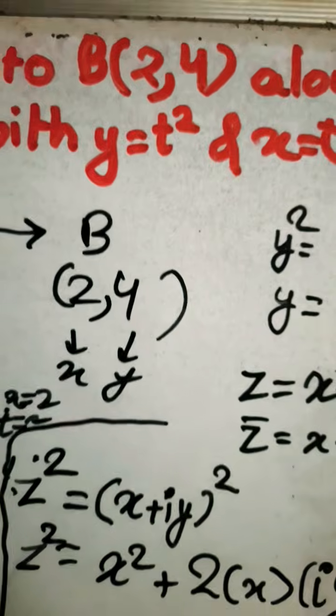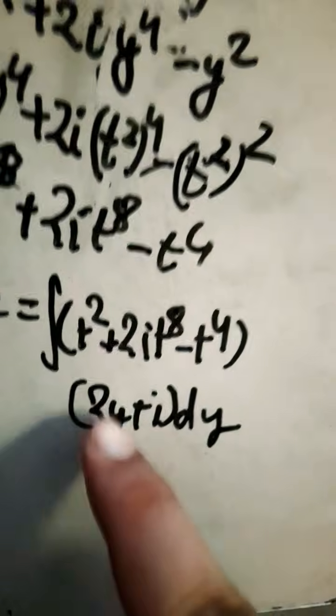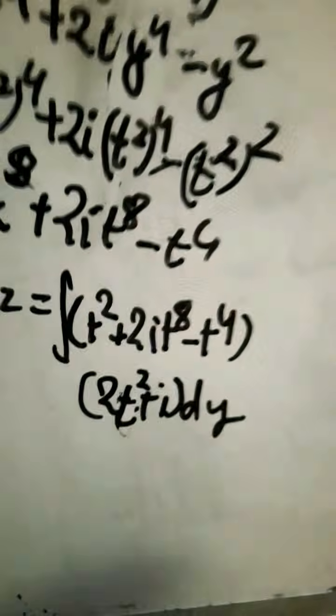So I think I should wait a second. Since y is equal to t square in the question, y is the same as t square. So I can replace y with t square, it will be the same thing, right? So I replace t square here. So it will be 2t square I. Now let's multiply this whole thing.